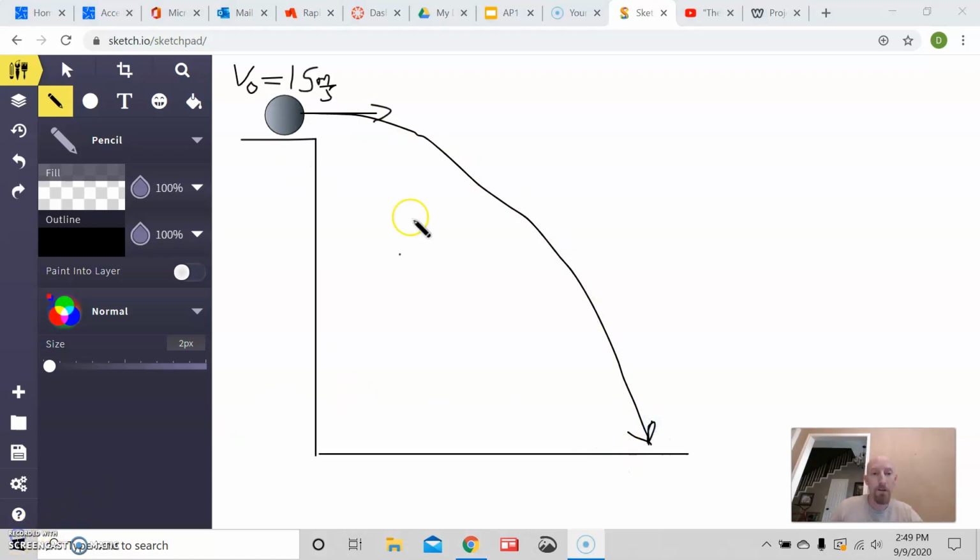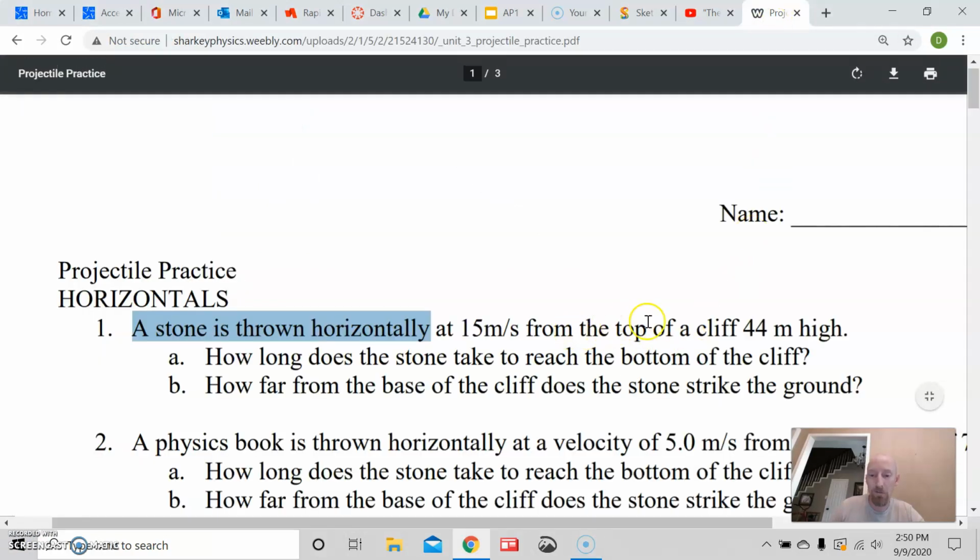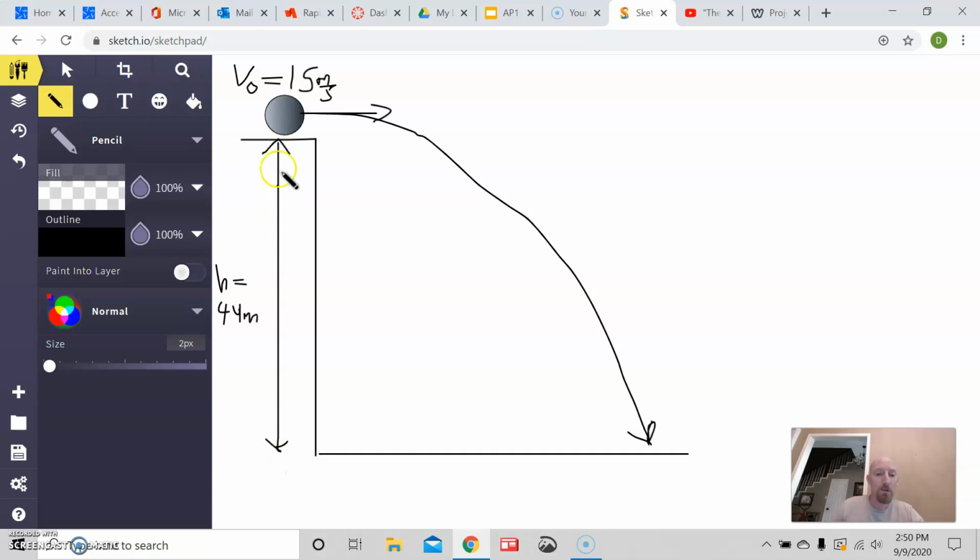So that's what's going to happen. Now, initial velocity is 15 meters per second. So I'm going to put that in my picture. It's 44 meters above the ground. That's the height of the cliff. From the top of a cliff, 44 meters high. So that would be this displacement. That's a y thing. This velocity is an x thing. Okay, so relax, redraw. I drew some sort of picture.